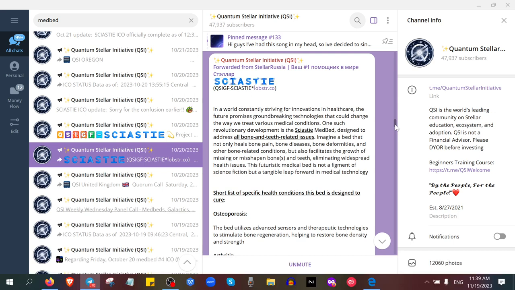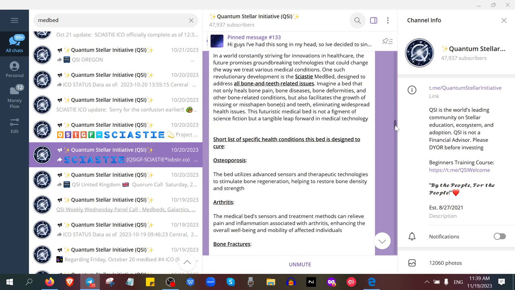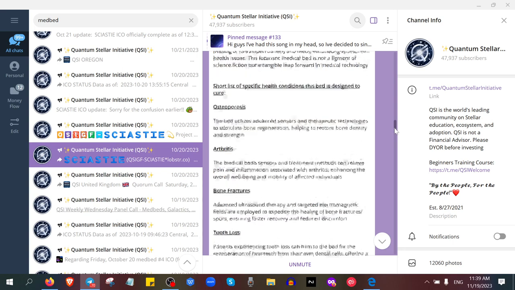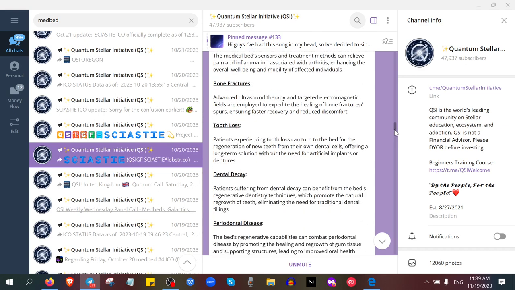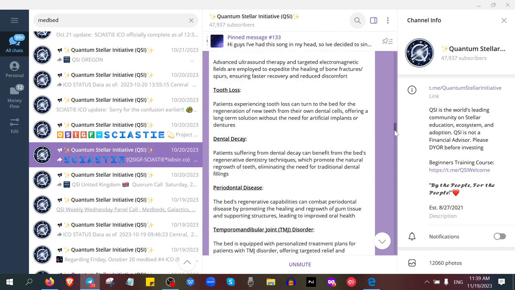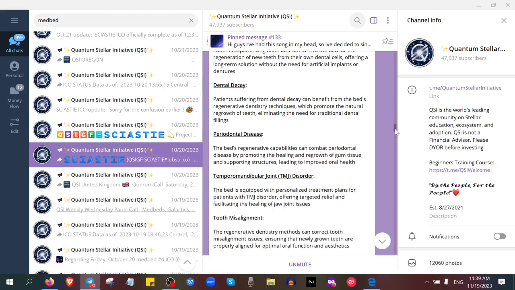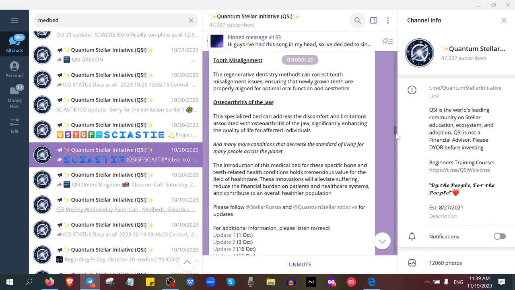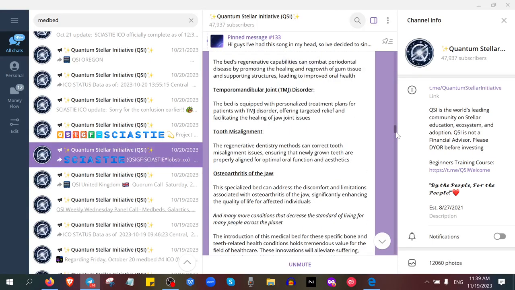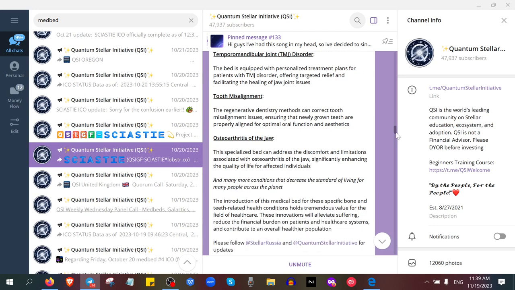Short list of specific health conditions that this bed is designed to cure: osteoporosis, arthritis, bone fractures, tooth loss, dental decay, periodontal disease, temporomandibular joint TMJ disorder. Tooth misalignment, osteoarthritis of the jaw, and many more conditions that decrease the standard of living for many people across the planet.